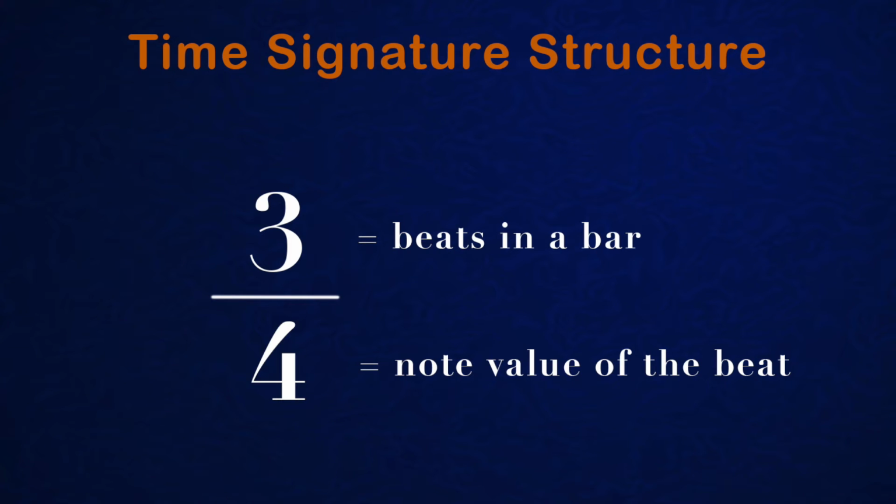In the numerator, so the number above the line, will tell you how many beats you should count in a bar. And then the denominator, so the number below the line, will give you the note value that is equivalent to a beat. So a song that is in 3/4 will use crochets to count the beats in that bar. However, a 3/8 song will use quavers to count beats in a bar.